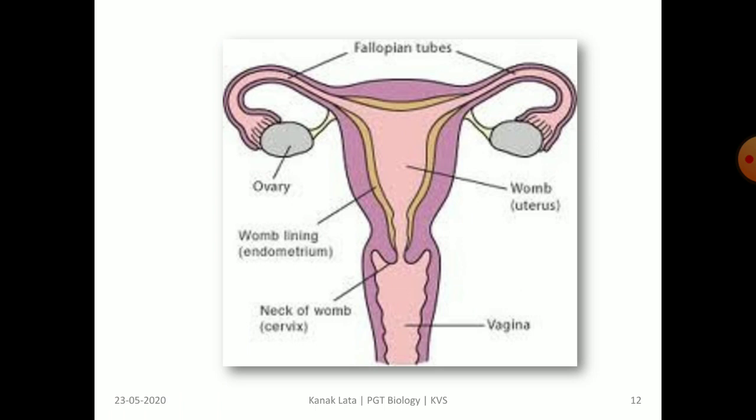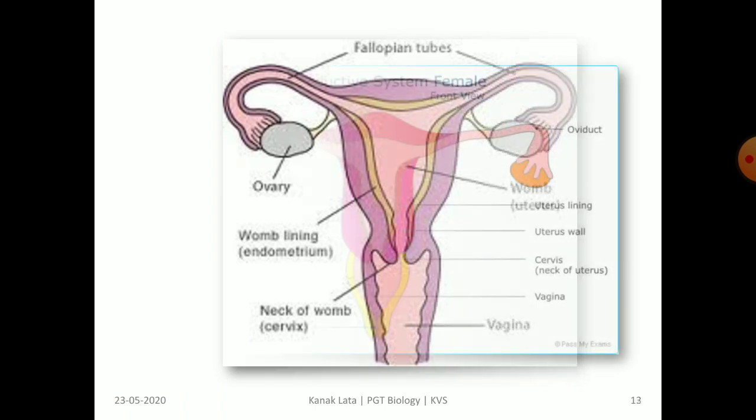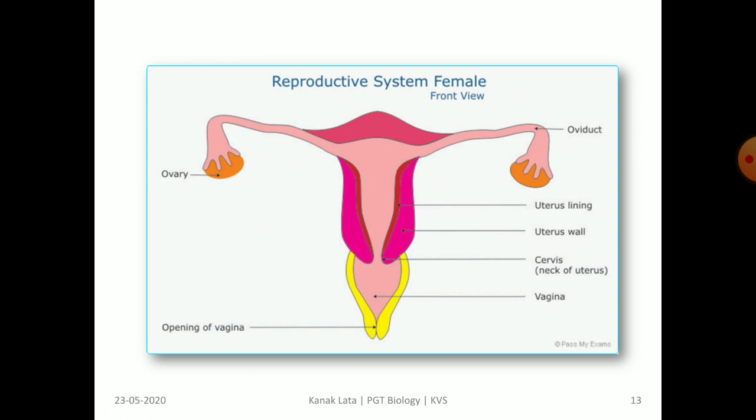This is the diagram of the female reproductive system showing all the organs, that is ovary, fallopian tube, uterus and vagina. This is also the front view of the female reproductive system showing all the organs.